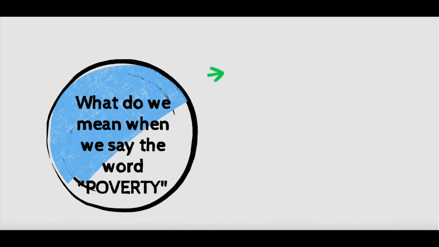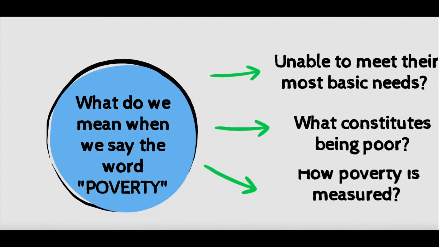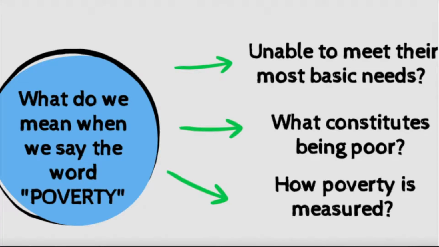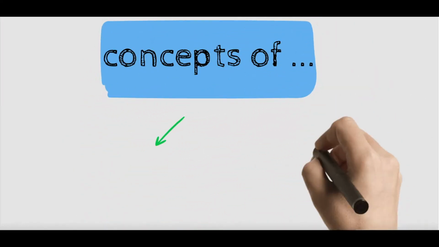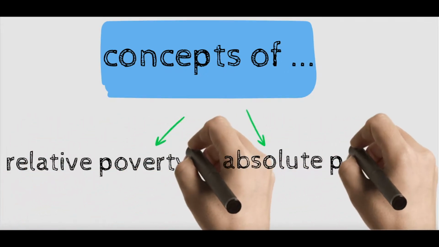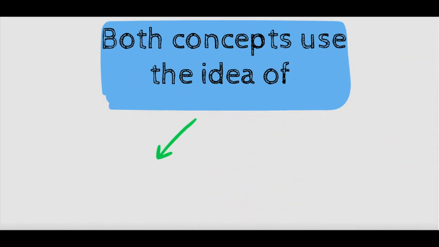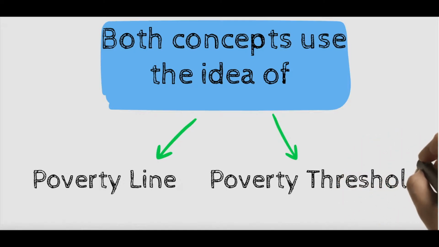Let's first explicitly define what we mean when we say the word poverty. What does it mean when somebody is unable to meet their most basic needs? What constitutes being poor? In order to understand poverty, we need to know how poverty is measured in the first place. This is where the concepts of relative poverty and absolute poverty come into play. Both concepts use the idea of something called the poverty line or the poverty threshold, which is a threshold of household income earned.